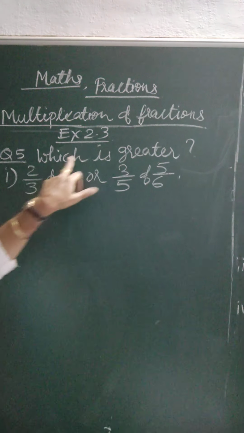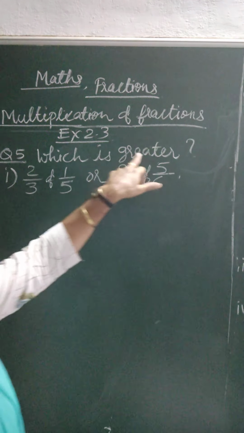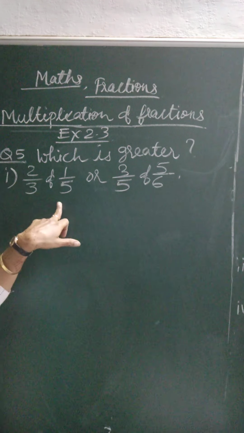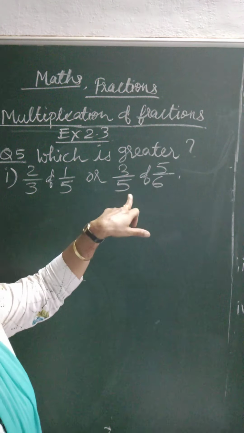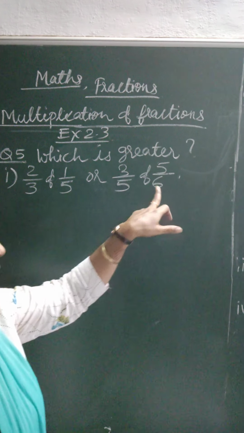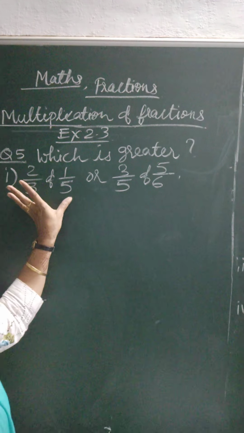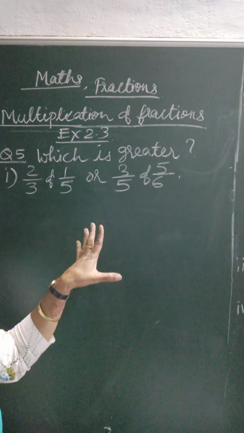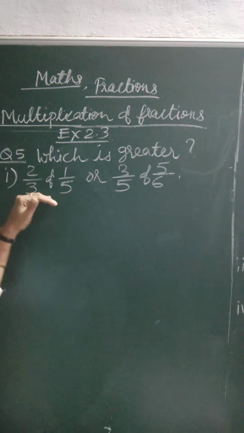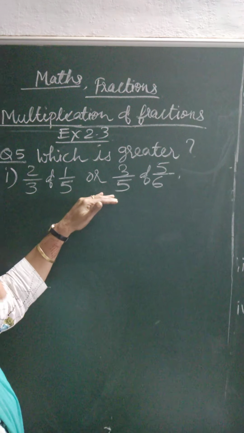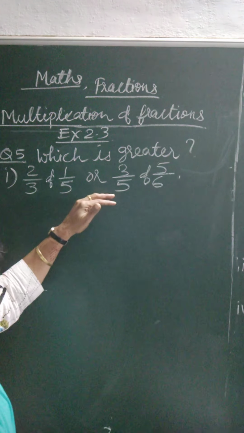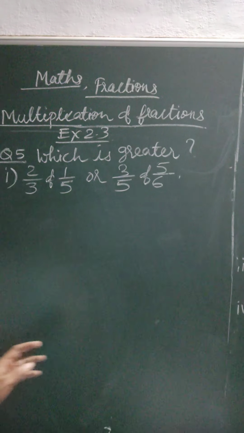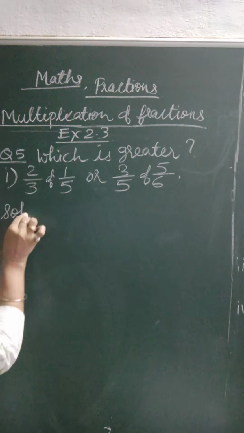Exercise 2.3, question number 5. Which is greater? Here 2 by 3 of 1 by 5 is given, as well as 3 by 5 of 5 by 6. When you simplify this and this, after simplifying you see what answer you are getting, and then you decide whether this is greater or this is greater. Okay, so now first let's start with this fraction.